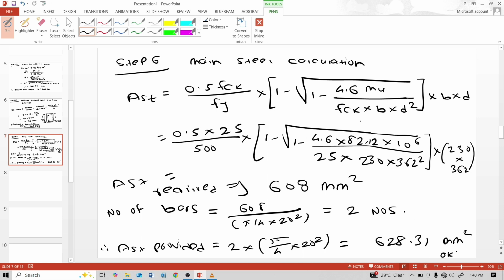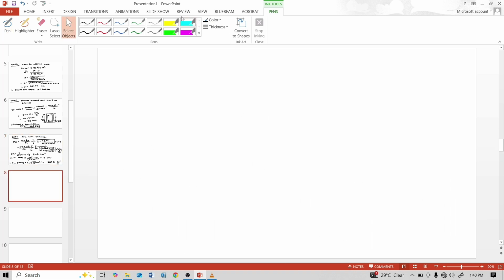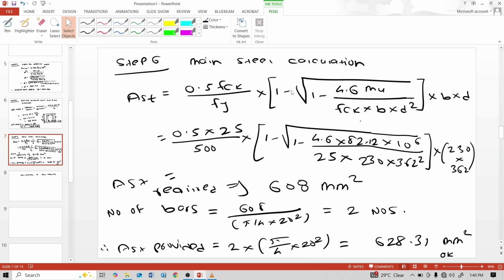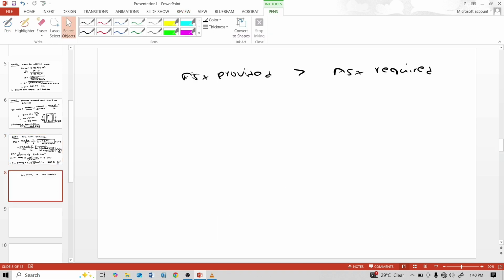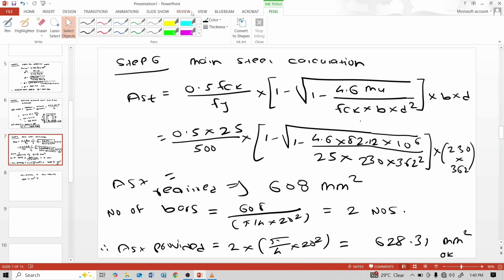Okay. AST provided is greater than AST required. AST provided is 628.31 mm square and AST required is 608 mm square.